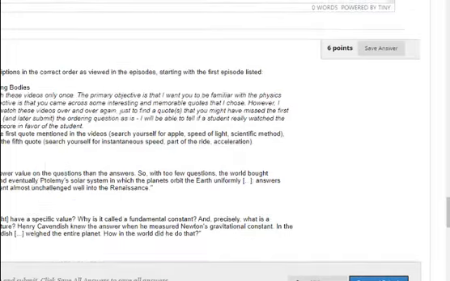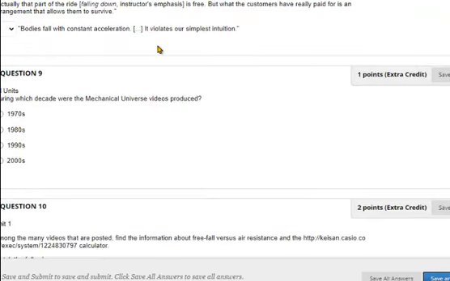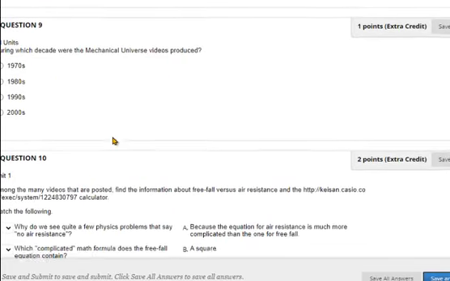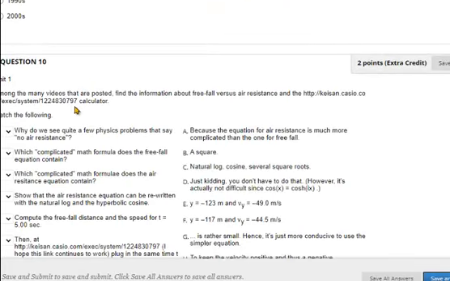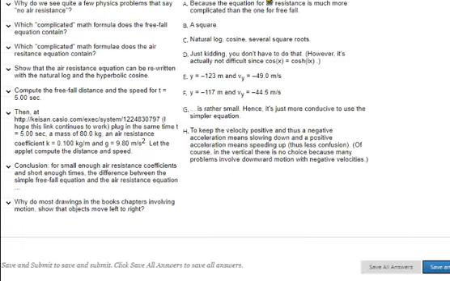A couple more things. Let's see. Is there one last question here, perhaps? So this was the Mechanical Universe. Okay, there's one extra credit question, and there's another extra credit question right here. I'll show you this one in just a moment.